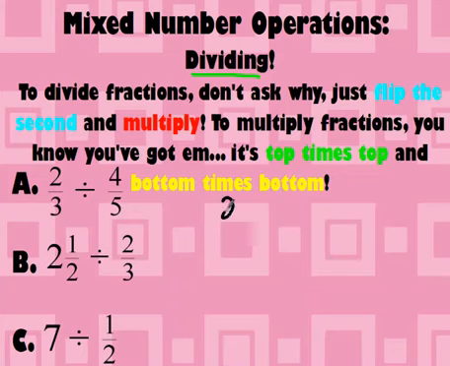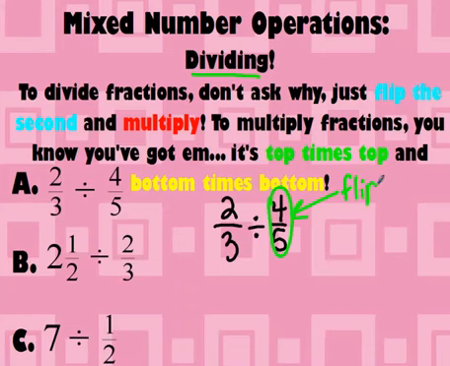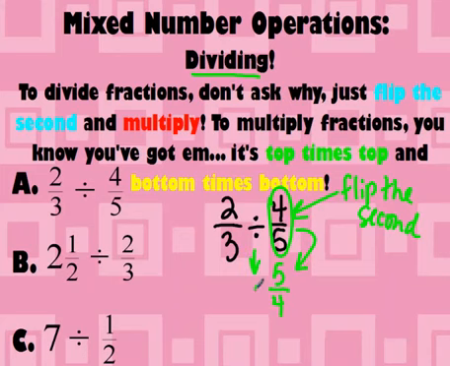If we do an example, I think that's going to be really helpful. So 2/3 divided by 4/5, and then let's say our rhyme together. To divide fractions, don't ask why, just flip the second. Basically that means flip the second fraction. Mathematically, it's going to be the reciprocal, so instead of 4/5, we're going to flip it, and it's going to be 5/4. So flip the second and multiply.